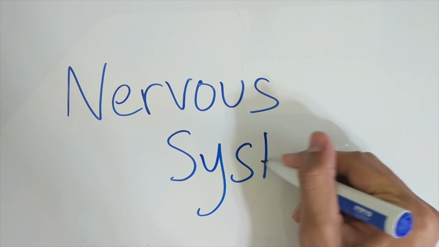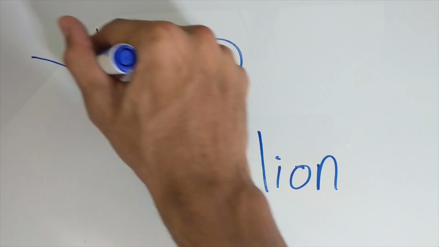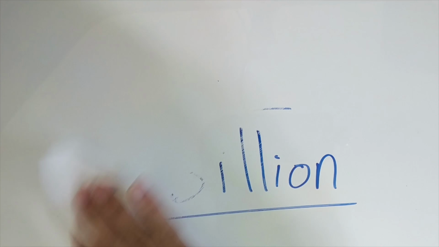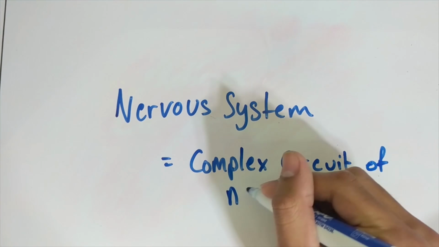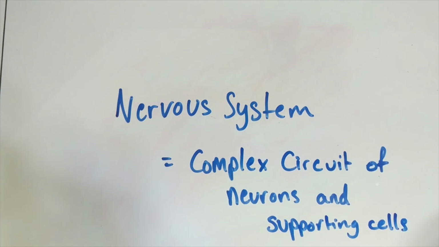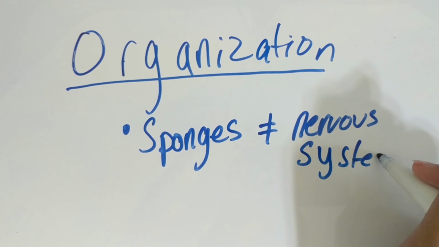Welcome to our crash course on the nervous system. So the nervous system comprises over 100 billion nerve cells. Wow, that's a lot. But what exactly is a nervous system? A nervous system is a complex circuit of neurons and supporting cells. The only known organisms to not have one are sponges.